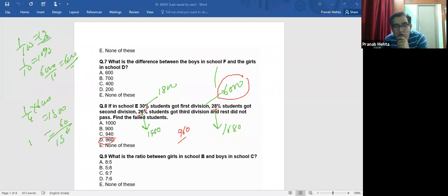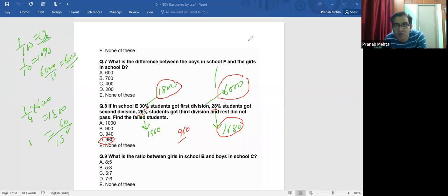If suppose they ask you the number of students who got first division as compared to second division, or the percentage of students who got first division compared to second division, then 1800 is first division and we take the second division as the base. Look, questions can change, but for this particular question, we don't need to do all this calculation.